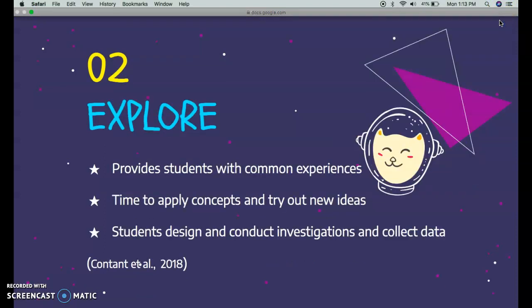During the explore phase, this phase provides students with common experiences. It also gives them time to apply concepts and try out new ideas. Students design and conduct investigations while they collect data.